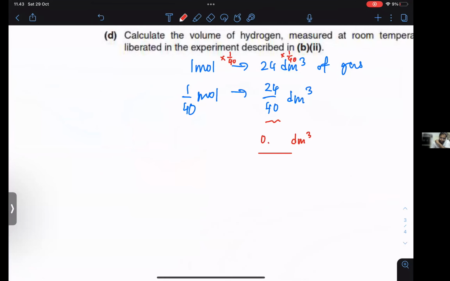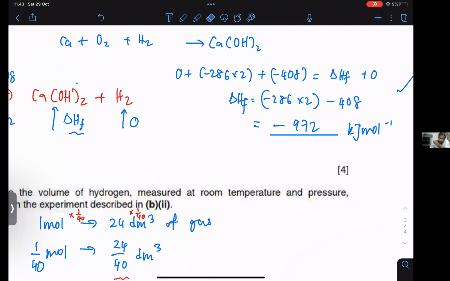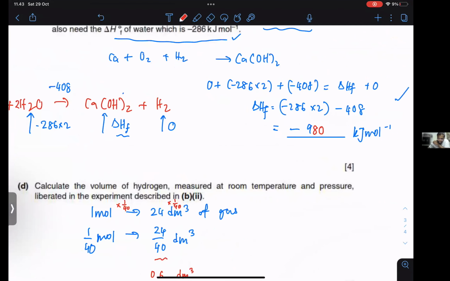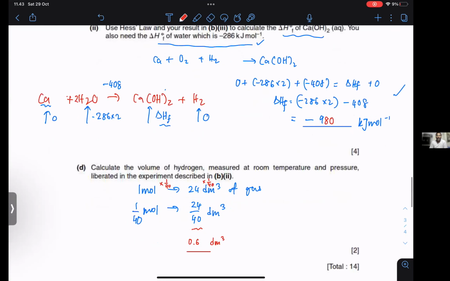Sir, sorry. Just now the question before, the answer is negative 980. I input wrong. Negative 980, yes. Wilson, are you getting negative 980? Yes. Okay. Anyways, the last one we have calculated is 0.6 dm cube.